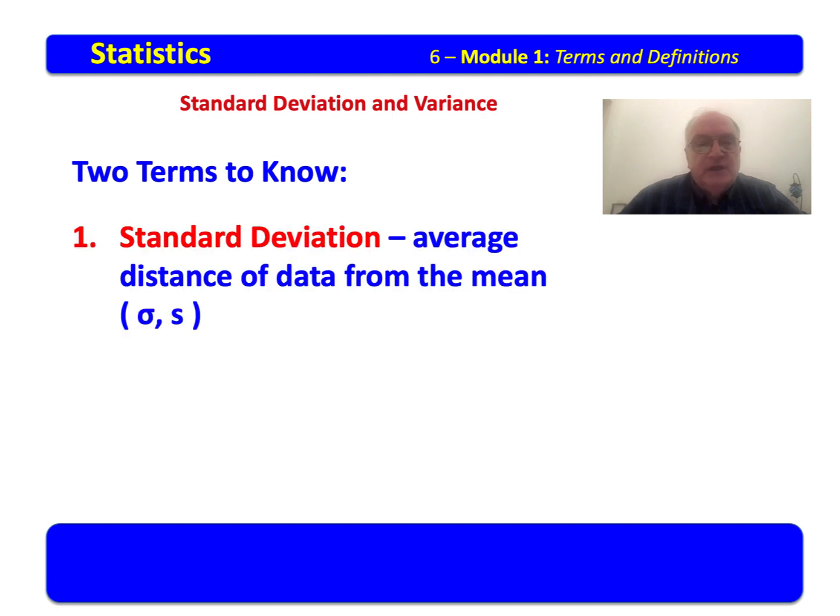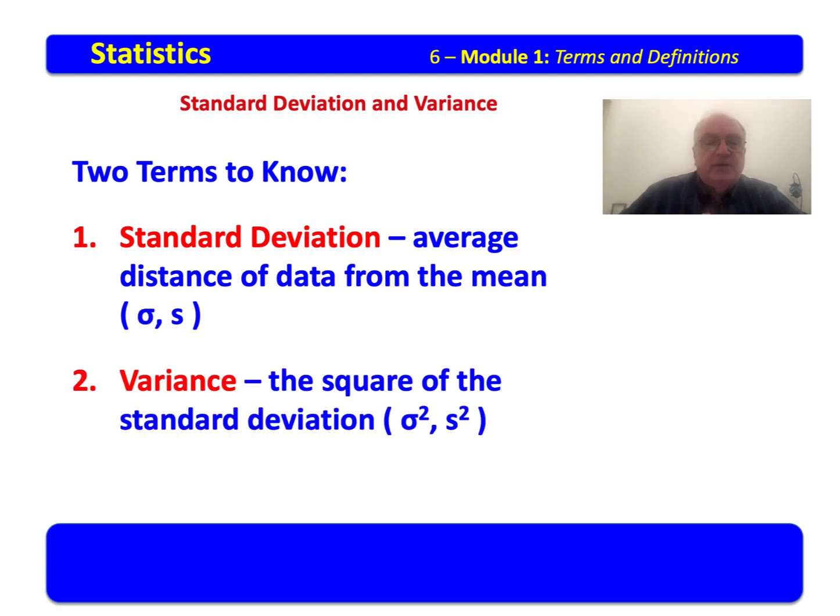These two terms you need to know: standard deviation, the average distance of the data from the mean, and we use sigma and S. And then if you hear the phrase variance, all the variance is the square of the standard deviation of the population, or the square of the standard deviation of the sample.